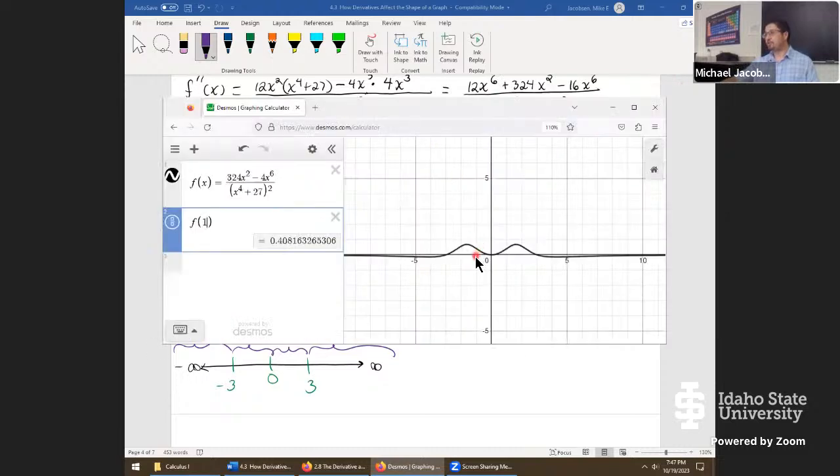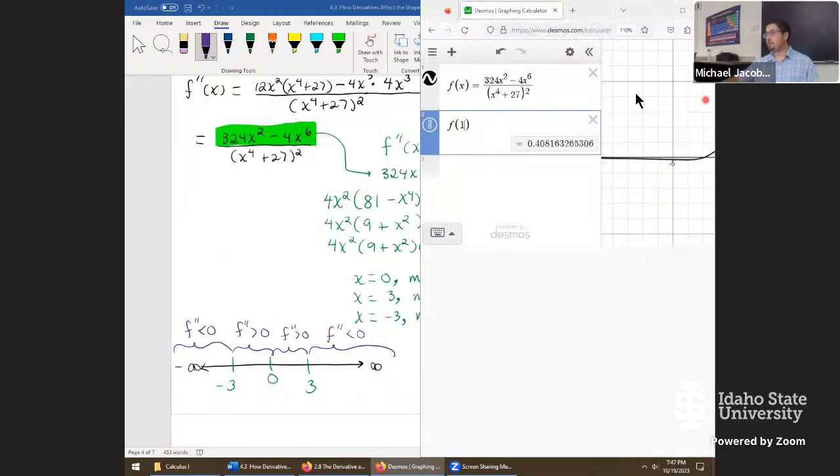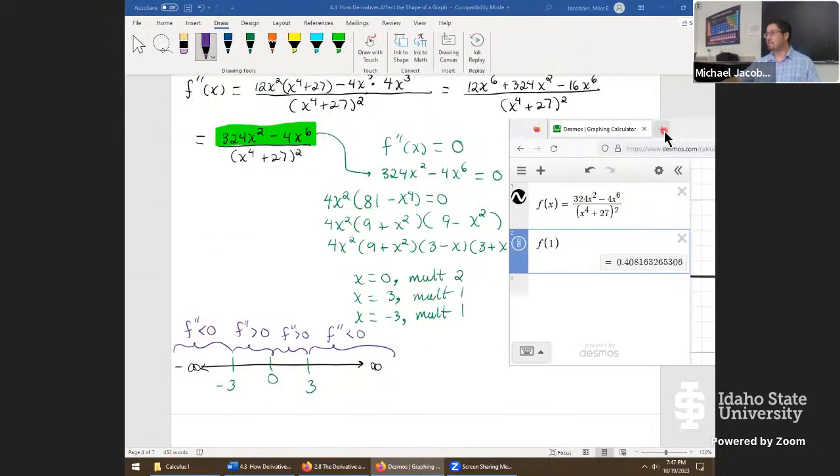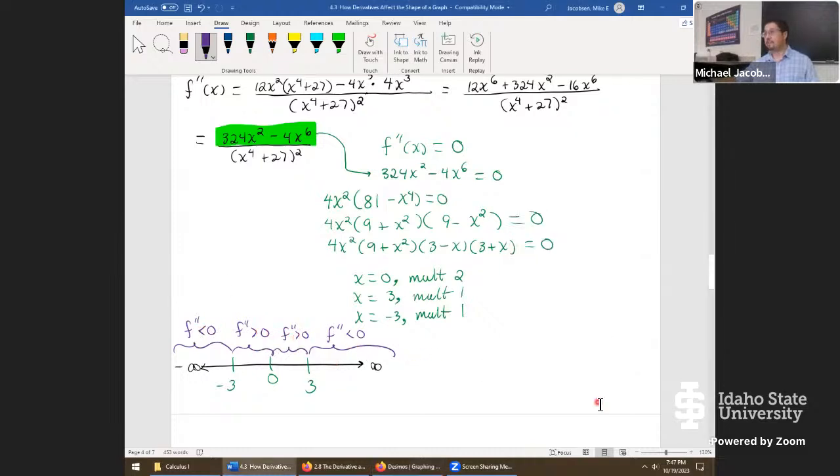In fact, we're seeing the symmetry here. At -1, we pick a value. At +1, we pick the same value. It's all because the 0 at 0 was a multiplicity 2. That's really the only reason on this. And it was multiplicity 2 because of the x squared. So yeah, that stays positive here. We test a value at 4, it flips back to negative. So it went negative, positive, positive, negative.